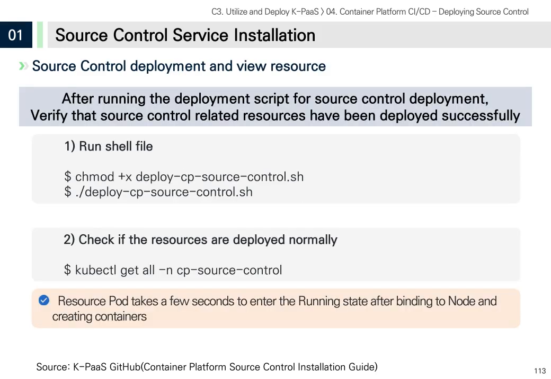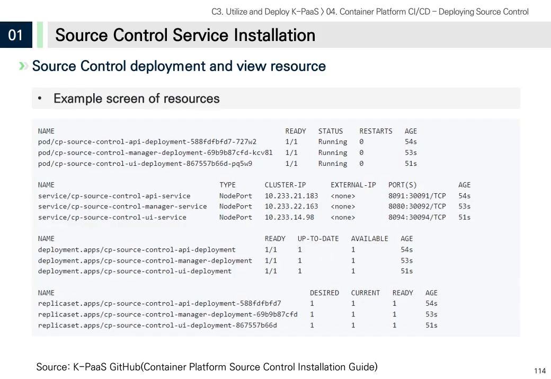These are the steps to run the Container Platform Source Control Deployment script and verify whether the related resources are deployed successfully. First, run the script to deploy the source control. Once the deployment is complete, verify that the source control related resources are deployed successfully. Use the kubectl get all command to check the normal deployment of each resource. For pods, it may take a few seconds to bind to a node, create a container, and transition to a running state. The screen shown in the textbook is an example of the resource lookup screen.